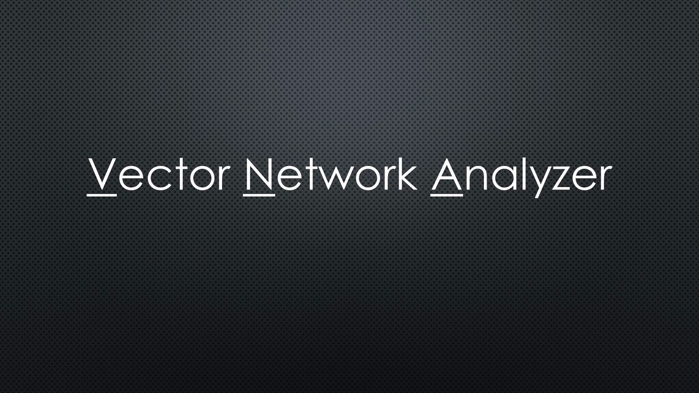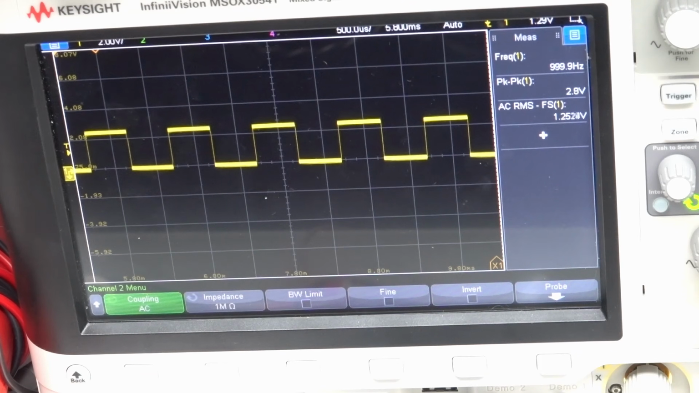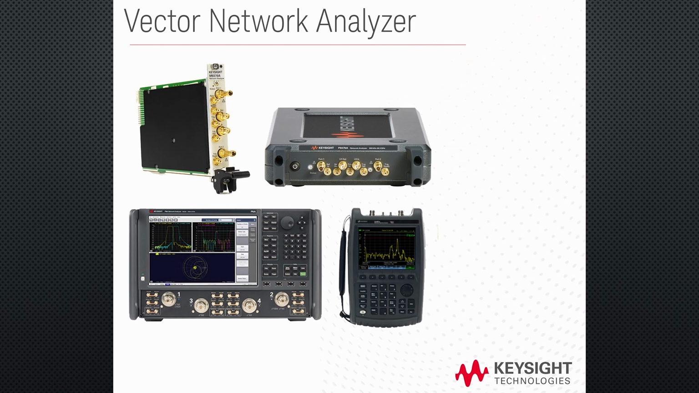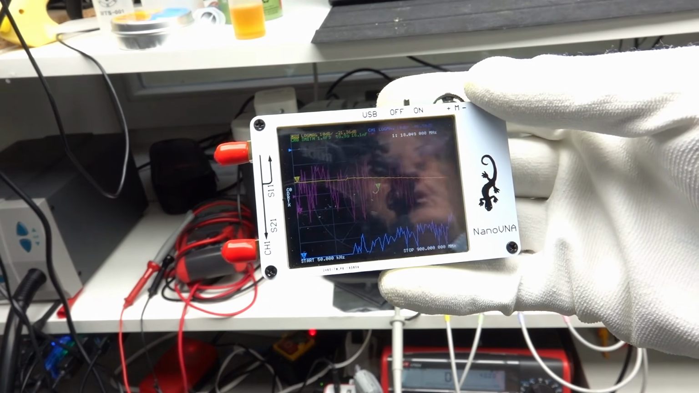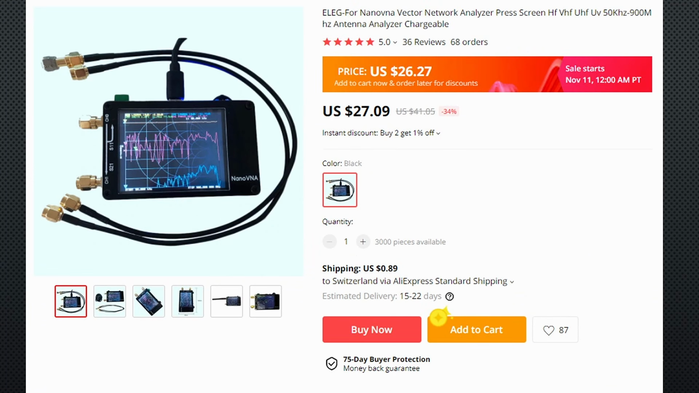If you use antennas or filters, your most important tool is a vector network analyzer, or VNA. It is essentially like a multimeter or an oscilloscope. But until recently, nearly nobody had one of those because its price tag started at around $10,000. With the appearance of these NanoVNAs, the price dropped to way below $50.